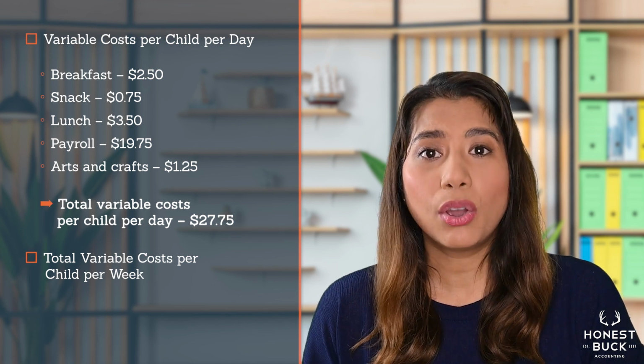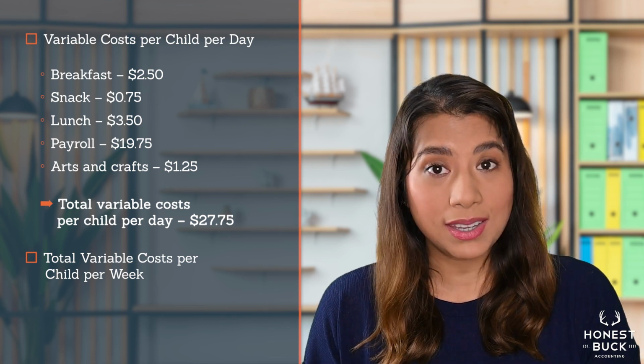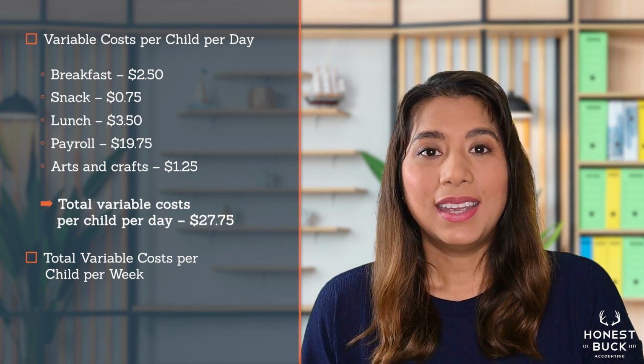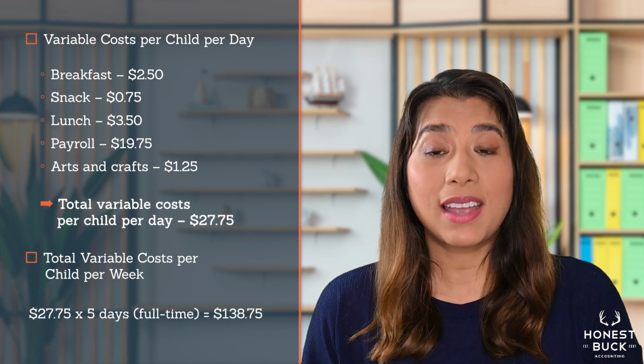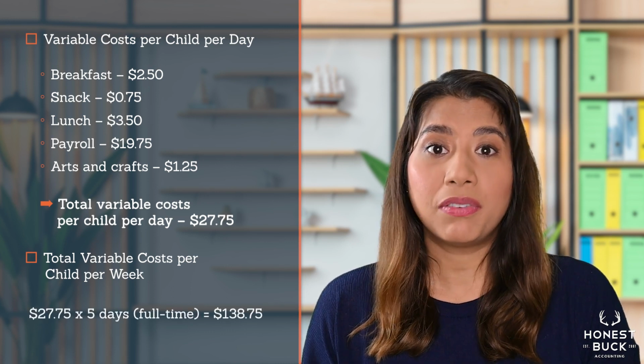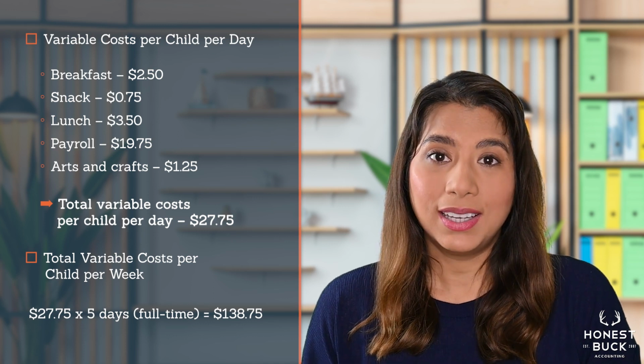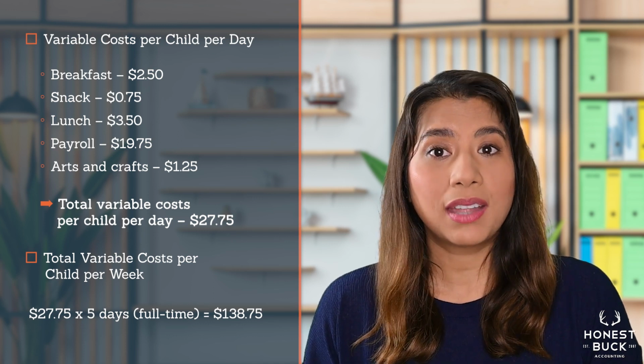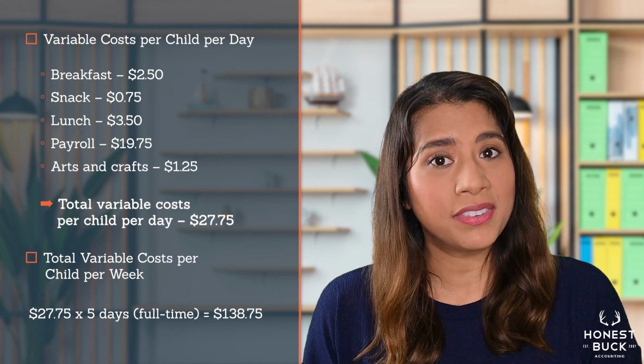Next, multiply the total variable cost per child per day by the number of full weekdays the child attends daycare to get your total variable costs per week for a full-time child. In this case, it's $27.75 multiplied by 5 days for a full-time child, and this equals $138.75. When you do this, you can see the direct relationship between increasing the number of children enrolled in your daycare program and the increased variable costs you can expect to pay.